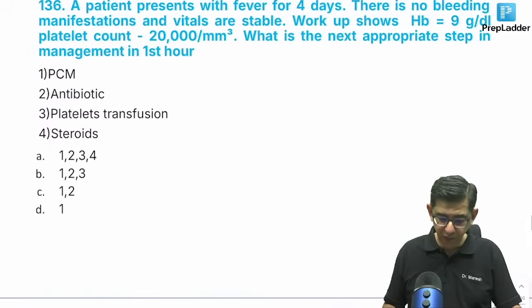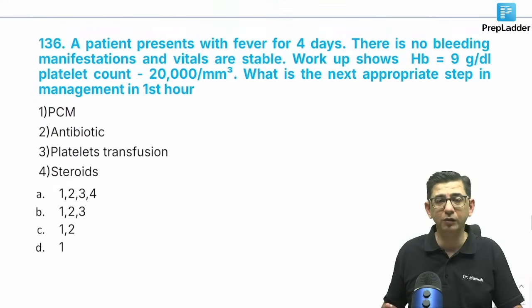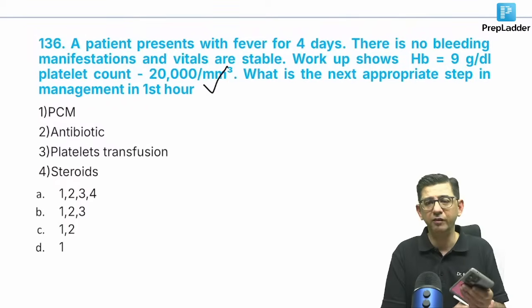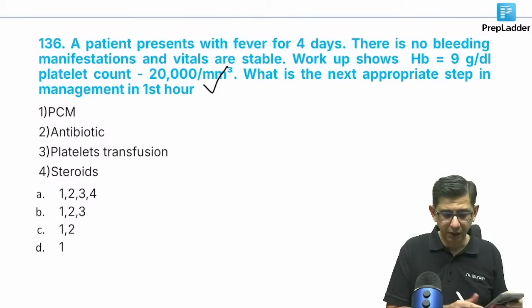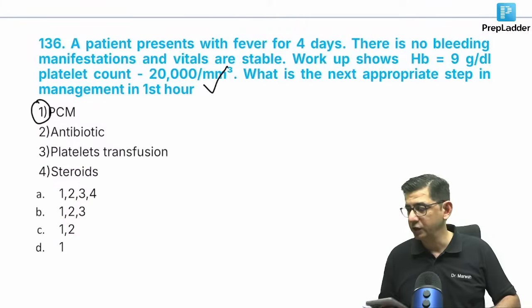Fine, guys. Moving to the dengue question, I have one with an accurate recall and one with a partial recall. This one has 20,000 platelets. The patient does not have any evidence of bleeding. So in this case we just need to give paracetamol. No aggressive interventions are required for this patient.